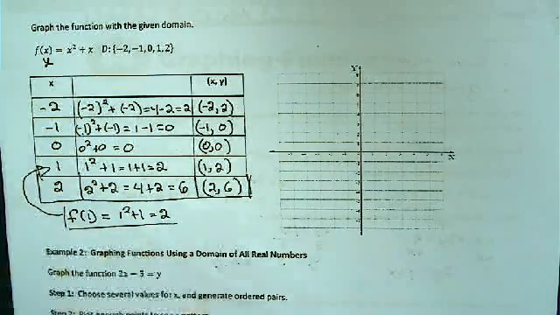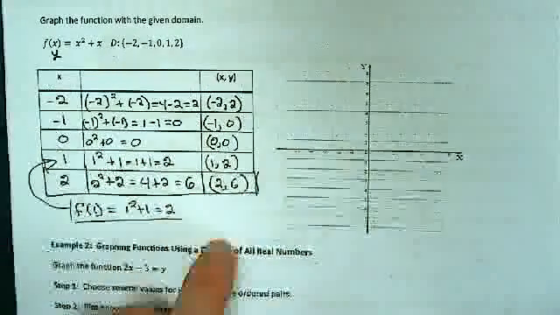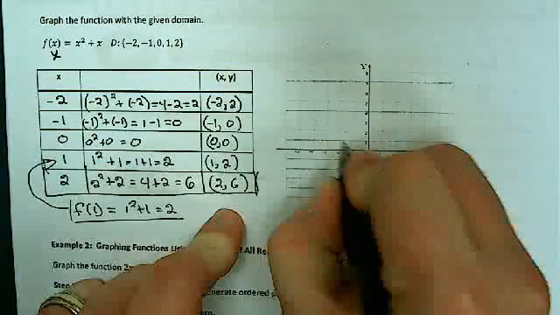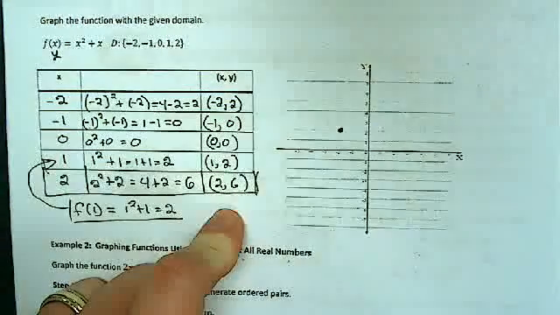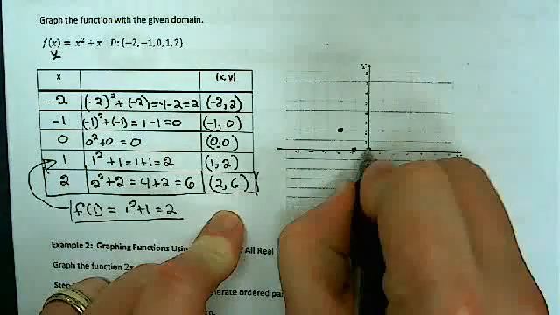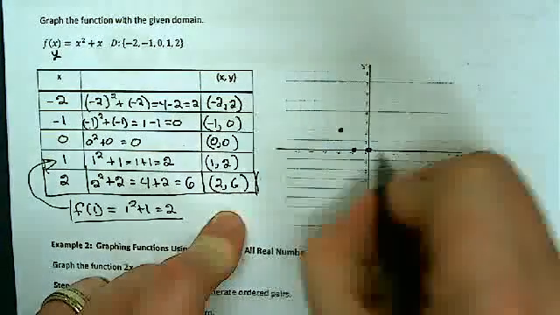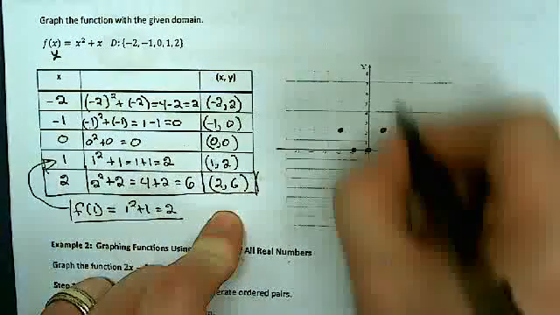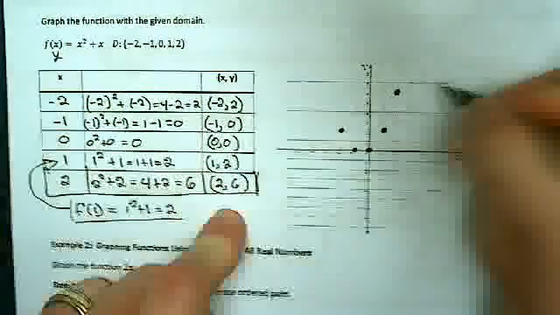Now I've got to graph it. So I just take my 5 ordered pairs and put them on my graph. -2, 2 is right here. -1, 0 would be here. 0, 0 is here. 1, 2 is here. And 2, 6 is here.